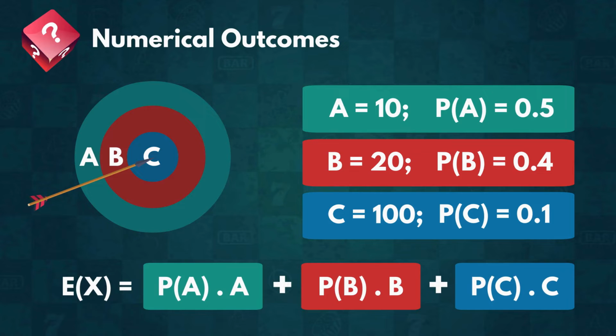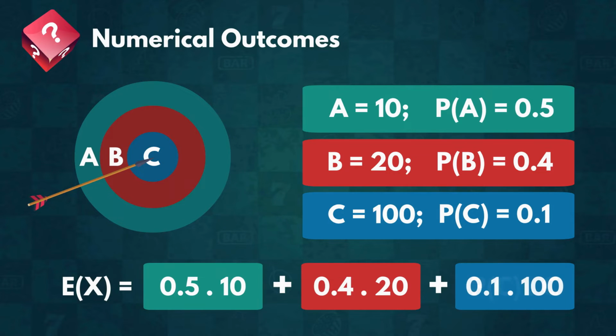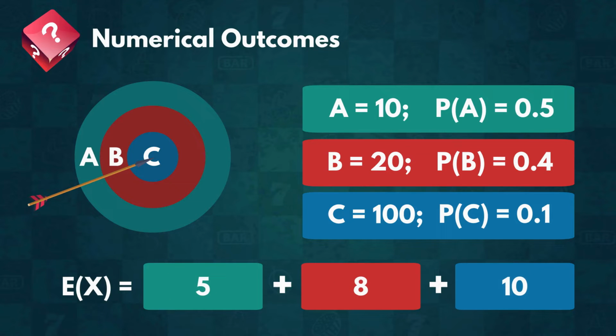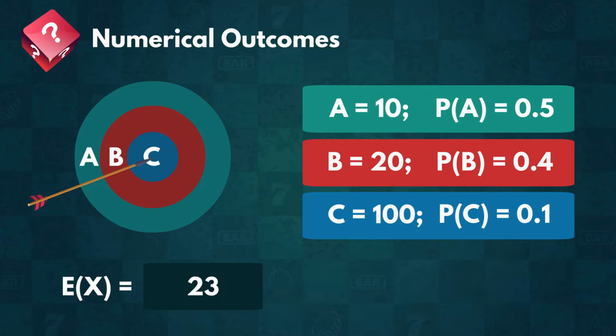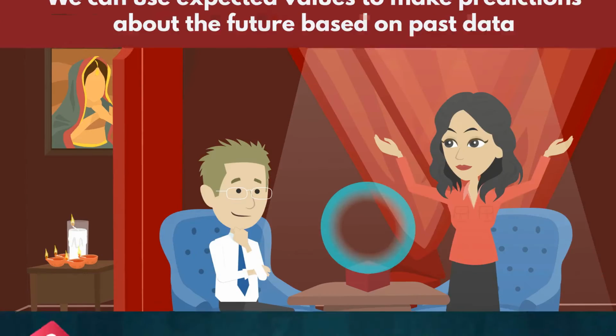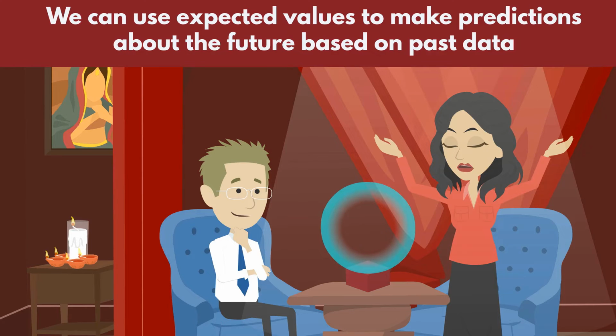The expected value for this example would be 0.5 times 10 plus 0.4 times 20 plus 0.1 times 100. This is equal to 5 plus 8 plus 10 or 23. Wait, we can never get 23 points with a single shot. So why is it important to know what the expected value of an event is? We can use expected values to make predictions about the future based on past data. We frequently make predictions using intervals instead of specific values due to the uncertainty the future brings.